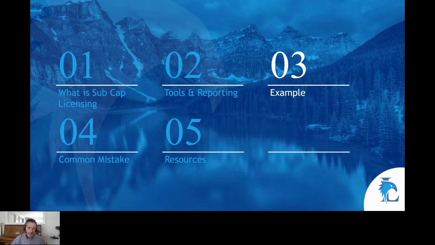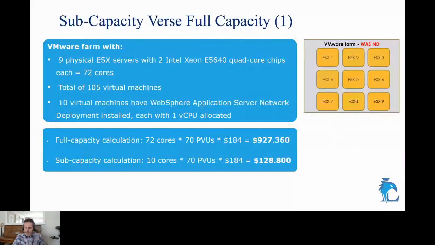So let's jump in. First scenario, it's a typical one. The product here is WASND. To be honest, it could be anything that's got a PVU metric or a processor-based metric. In our example, we have got a nice 9-node cluster and running a typical enough configuration, Intel Xeons, quad cores, which altogether give us 72 cores of licensable cores. They're available. Remember that definition from earlier? On this, our organization has deployed 105 virtual machines.